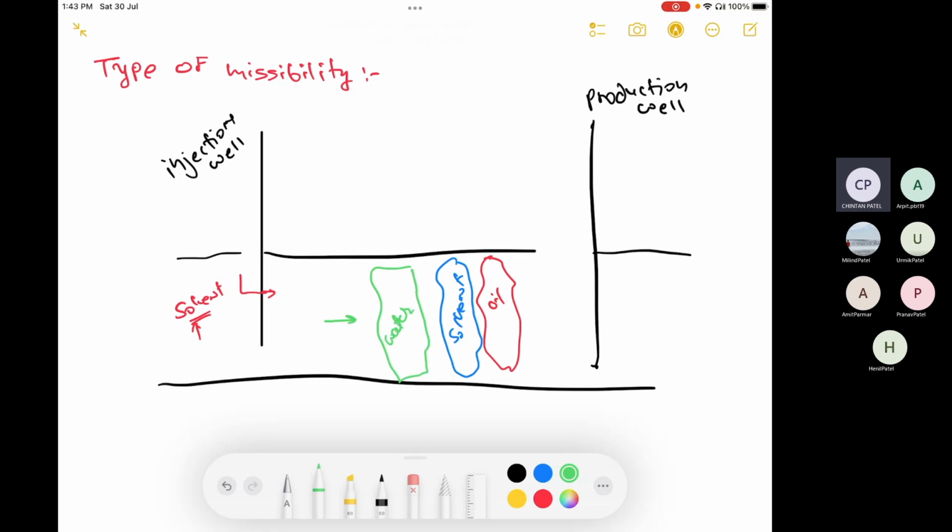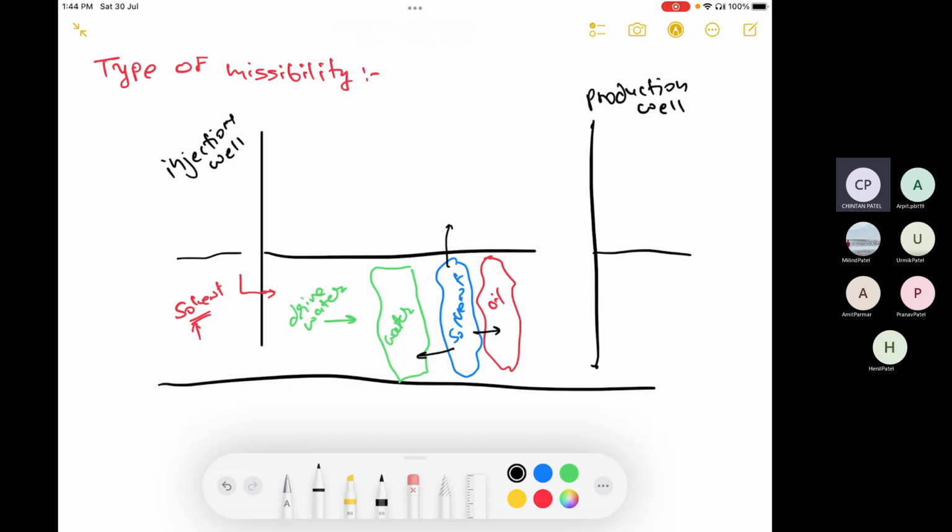I will inject water, and this water will drive this solvent and oil toward the production well. So I can say this is chase water also. Correct? So we know that whatever solvent we injected, it is miscible. It can be miscible with this oil as well as this water.